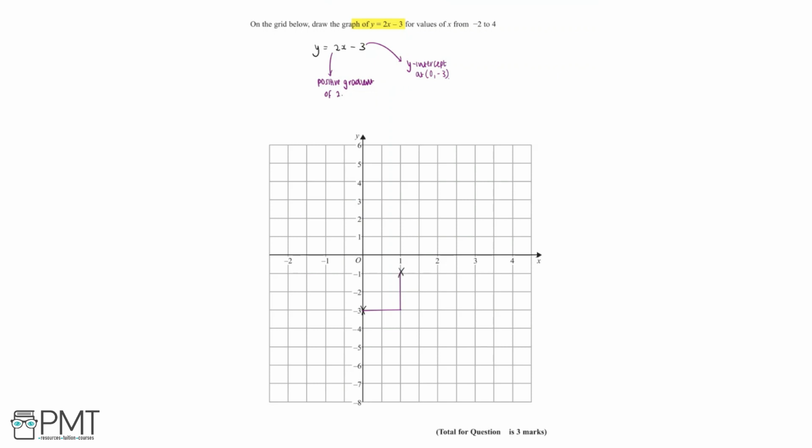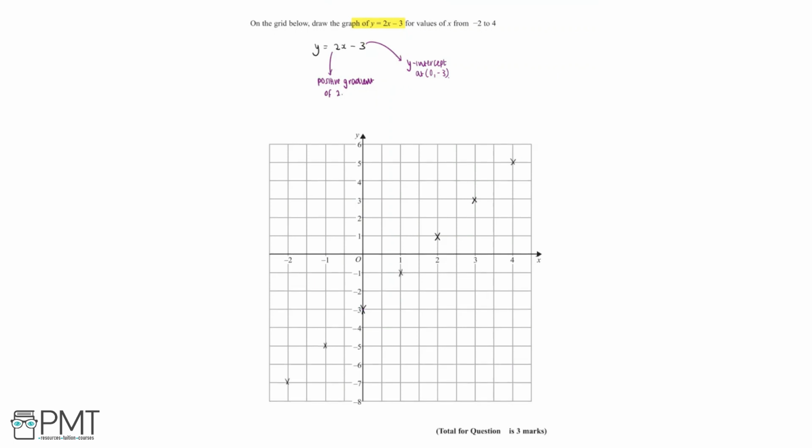Now it's really important to be careful of the scale of our axes. Even though we have a gradient of 2, this doesn't necessarily mean that we go 1 square to the right and 2 squares up. We have to go one value of x to the right and go up by 2 values of y. Well, now we can apply the same process between the x values of minus 2 until 4.